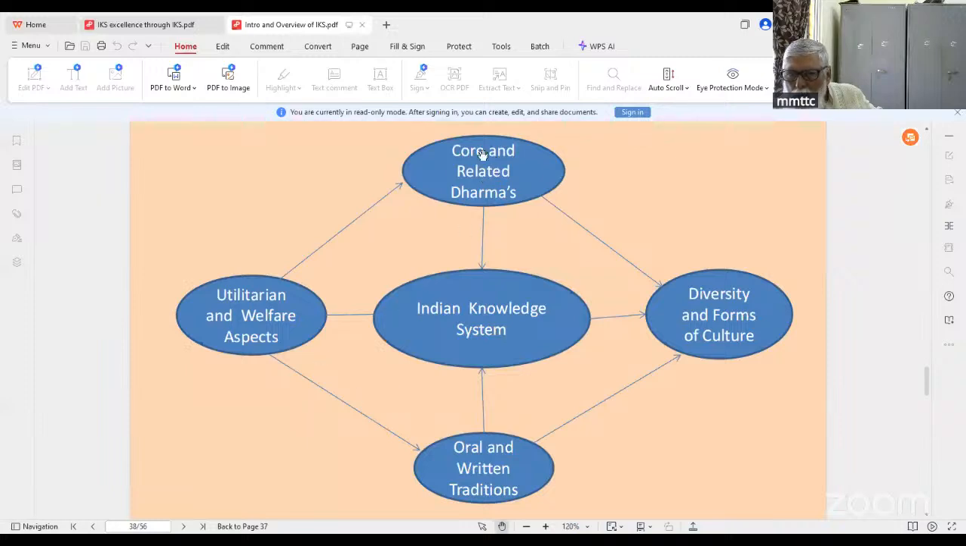Specific to the Indian knowledge system, you have core and related dharmas. It completely follows the daily practices, observance of certain rituals, etc. It also has utilitarian and welfare aspects which add to the economy.